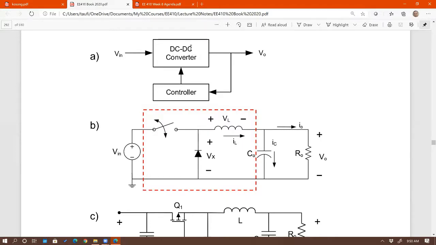Okay. Now in this class, we'll only be learning about the DC to DC converter side of this, or we call it the power stage. This box right here is the power stage. We're not going to go into the controller. We're just touching that a little bit by learning how to set the controller as you did in the lab.